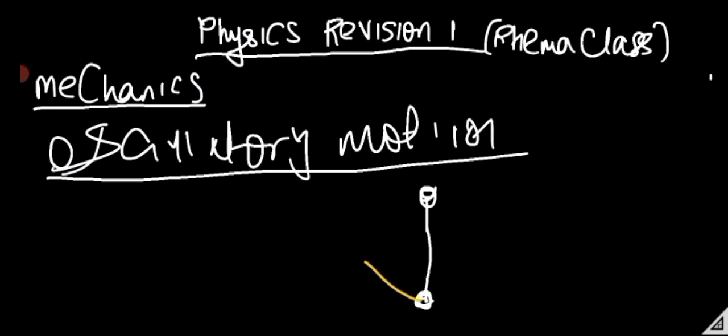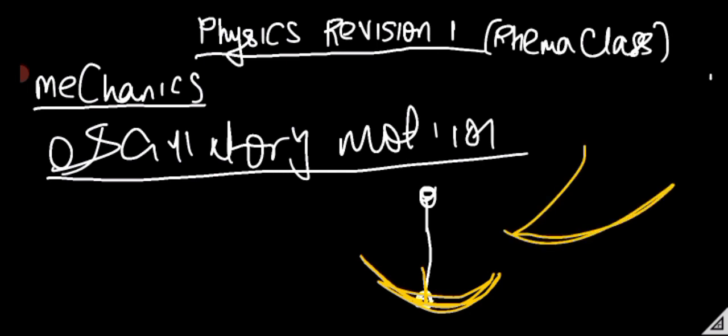So if I count 1, 2, it moves like this to this side. If I count 1, 2 again, it goes like this to this side. So we discover that every 2 seconds, the particle is swinging and repeating the same type of movement. 1, 2, 1, 2.